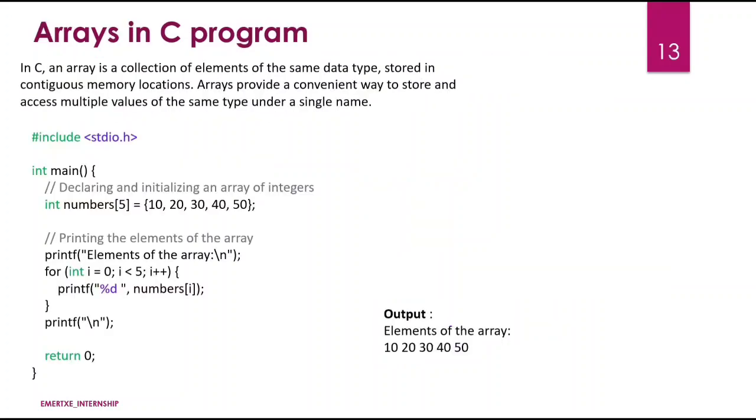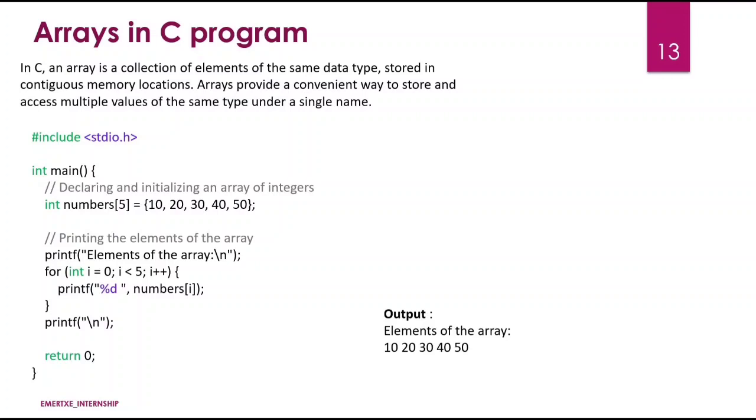So arrays in C program. In C, an array is a collection of elements of the same data type stored in contiguous memory locations. As you can see in the program, we have defined an array of numbers. Int number, the size is 5, the array is 10, 20, 30, 40 and 50, and we have given the for loop and we have to print the elements of the array.